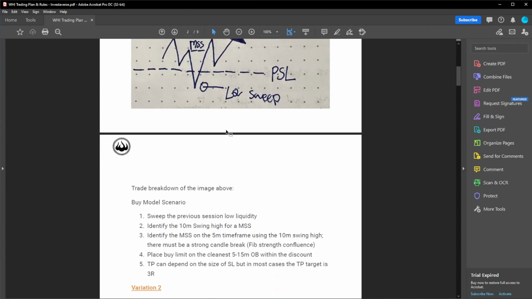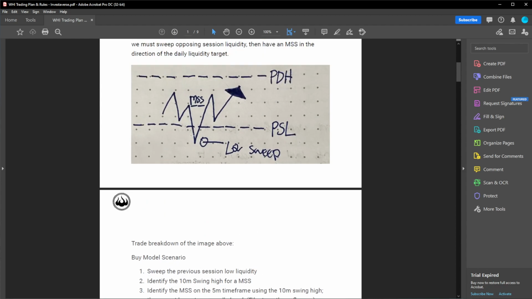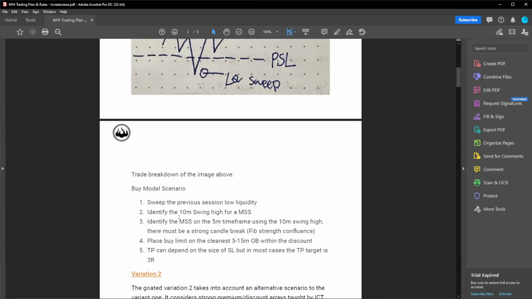We sweep the previous session low right here. We identify a 10-minute swing high for a market structure shift. However, I identify the market structure shift on the 5-minute time frame, using the 10-minute swing high. The reason why I do this is that if I waited for that 10-minute candle to break, a lot of the times I would miss the move.